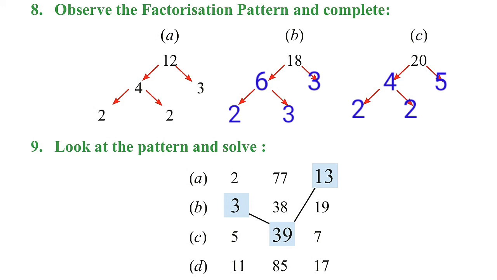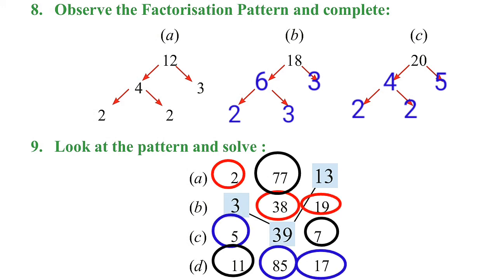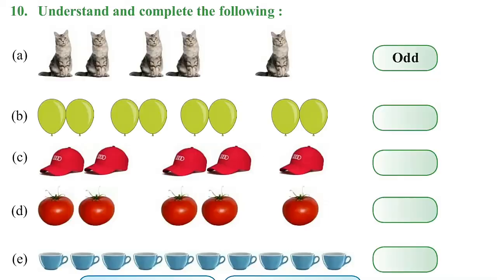Now 9th part is look at the pattern and solve. Here you can see the B part is solved, which tells us that 3 into 13 is 39. So here let's make the other patterns. 2 into 19 is 38, 5 into 17 is 85 and 11 into 7 is 77, right?